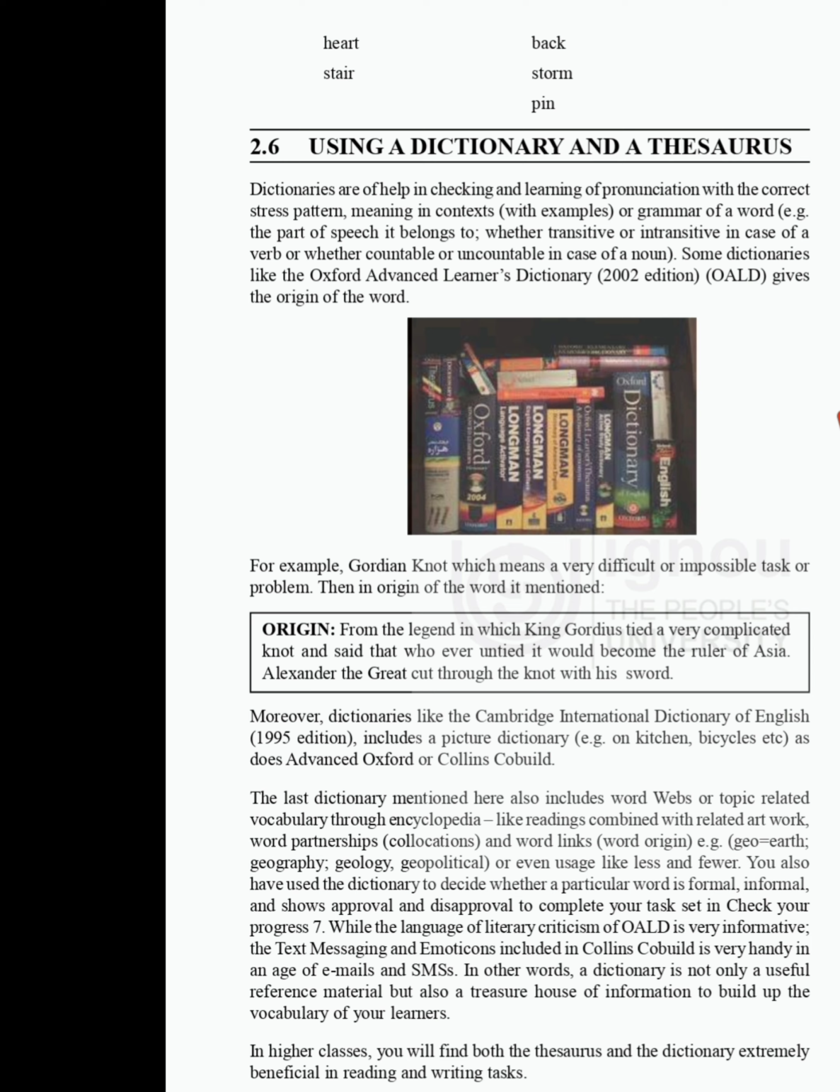Moreover, dictionaries like the Cambridge International Dictionary of English, 1995 edition, include a picture dictionary, e.g. on kitchen, bicycles etc., as does Advanced Oxford or Collins Cobuild. The last dictionary mentioned here also includes word webs or topic-related vocabulary through encyclopedia-like readings combined with related artwork, word partnerships, collocations, and word links, word origin, e.g., geo-earth, geography, geology, geopolitical, or even usage like less and fewer.